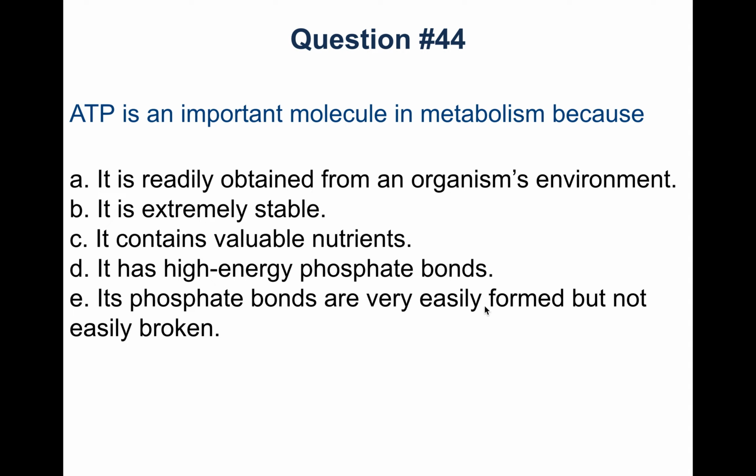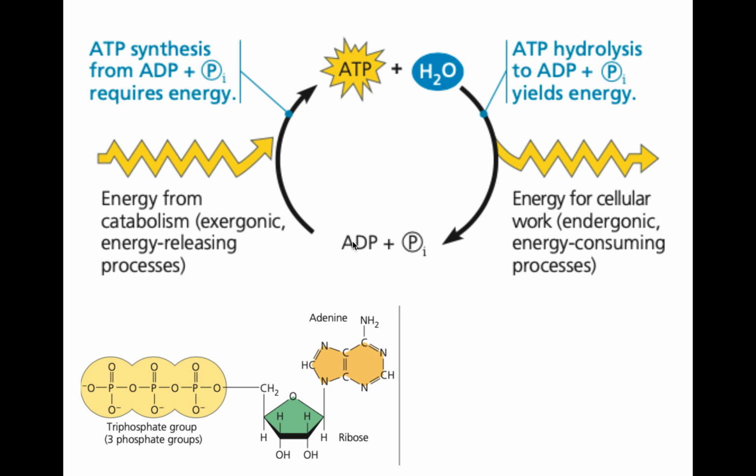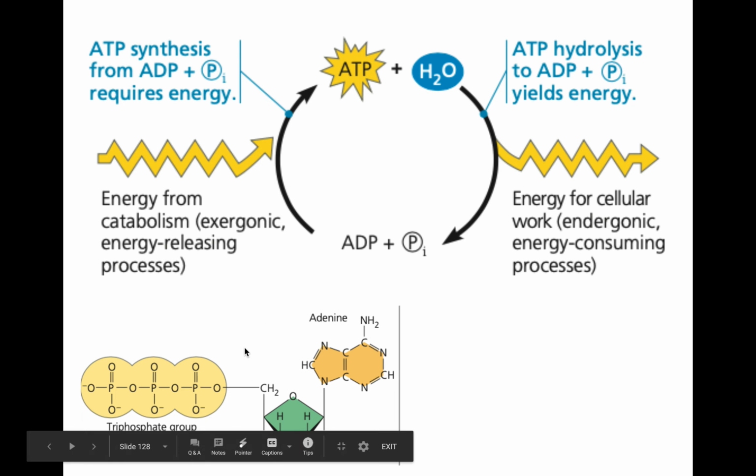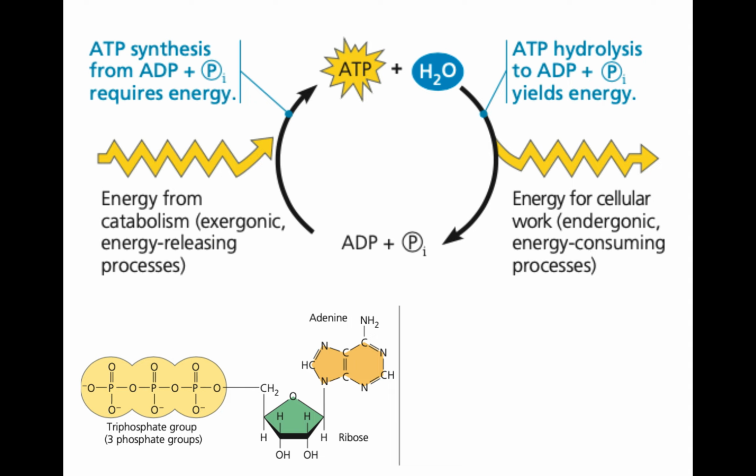Its phosphate bonds are very easily formed, but not easily broken. That is the opposite, actually. The phosphate bonds are not easily formed. They actually take energy to form. They're very easily broken. So for that reason, they are called high energy phosphate bonds. So this is an ATP molecule right here. It's a nucleotide. So you have an adenine base, you have your ribose sugar, and you have triphosphates. And this is the reason why it's called a high energy bond. These guys are all negatively charged. They do not want to be near each other. They repel each other. And so they can bond, but they are very easily pulled apart, all right?